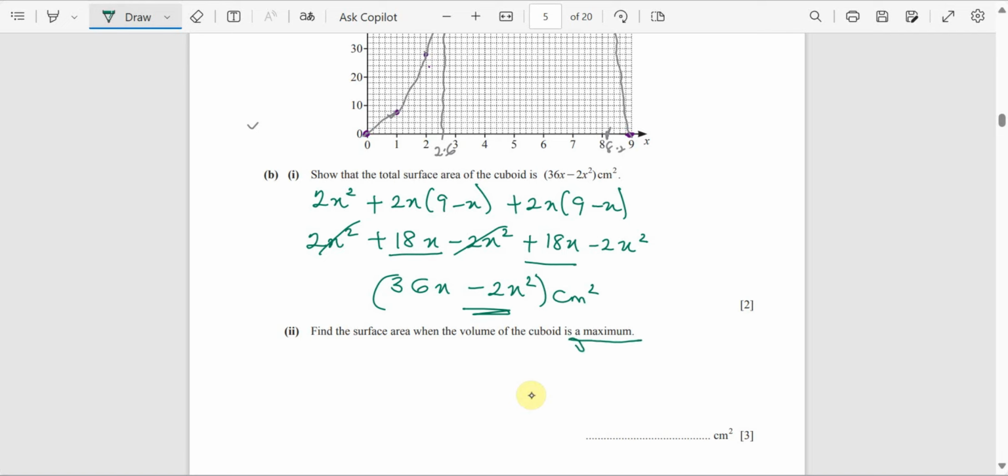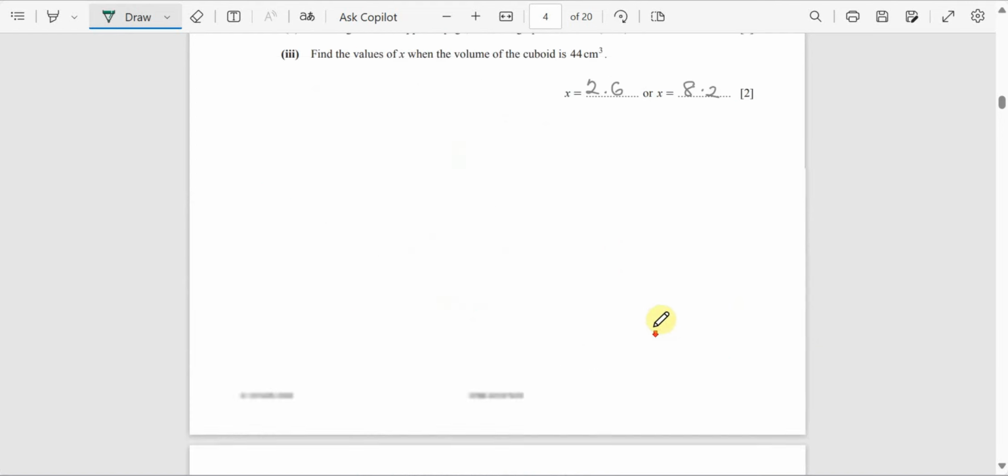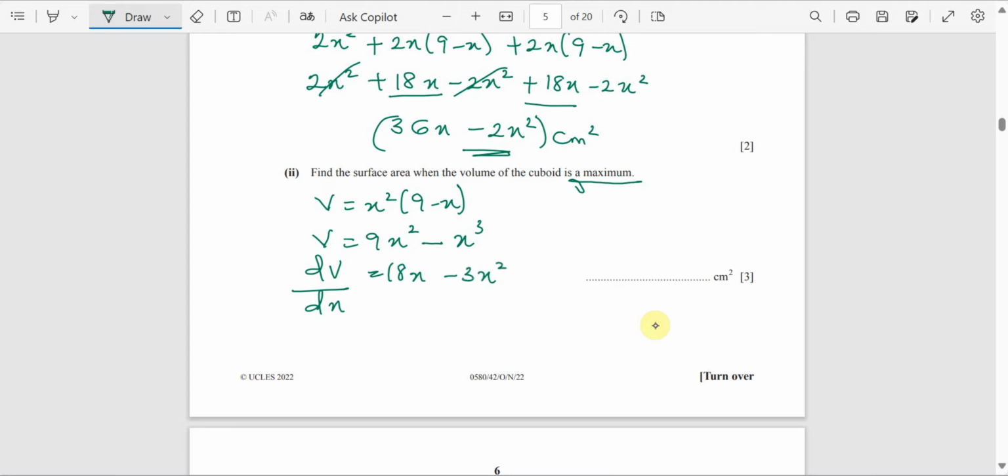Remember from our knowledge of differentiation, the volume v equals x squared into bracket 9 minus x. So v is 9x squared minus x cubed. So we need to differentiate. We find dv/dx, and this will give us 18x minus 3x squared.